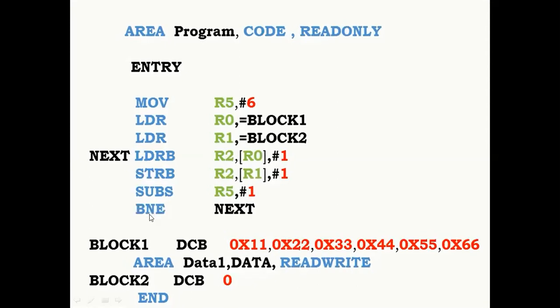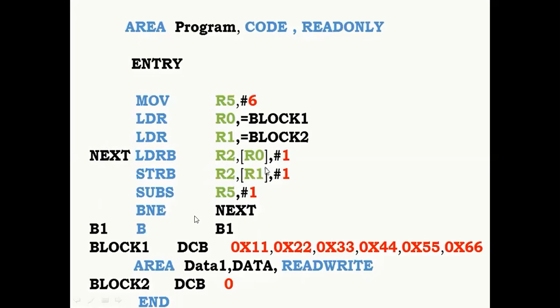So branch if not equal, that means if the count is not equal to 0, the loop should be repeated. Till the count is equal to 0, every time you are moving the data from block 1 to block 2. After the count becomes 0, it will come out of the loop. So branch B1. Like that you can implement this code. I will show you how to implement this code.